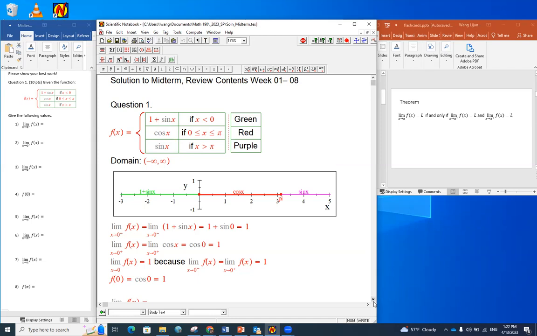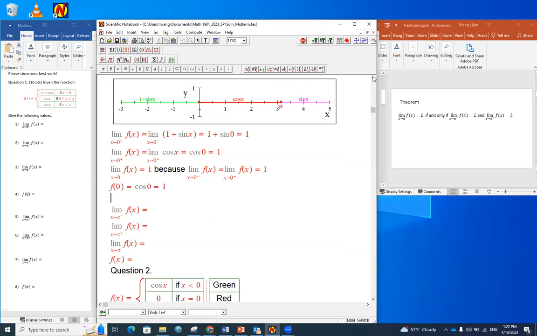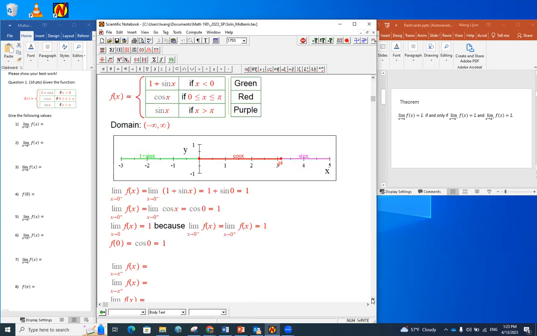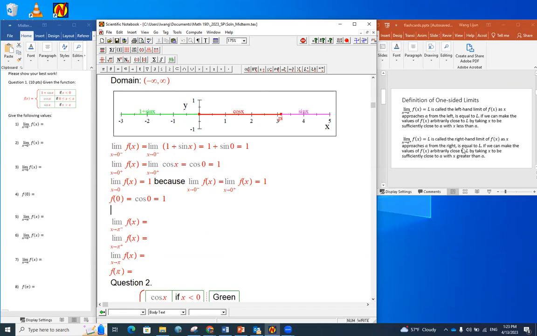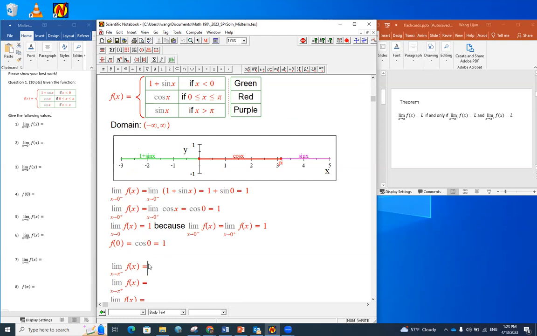Okay, so the second group is about the neighborhood of pi, right here. The same concepts are being examined. I'm examining whether you understand how to use the notation. So before pi and after pi, we have the function here.